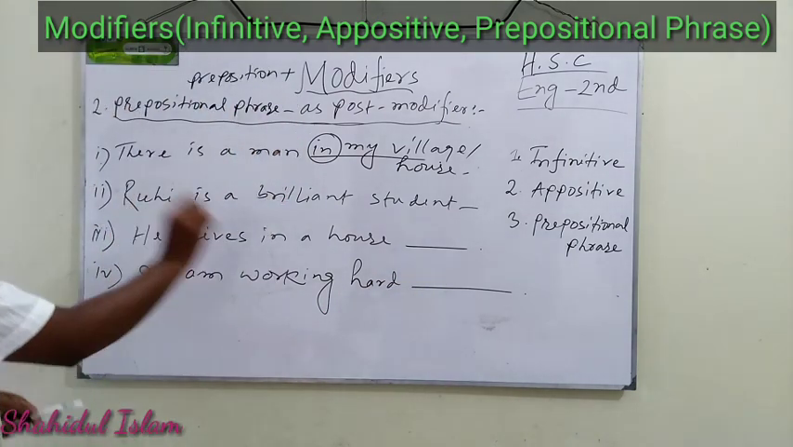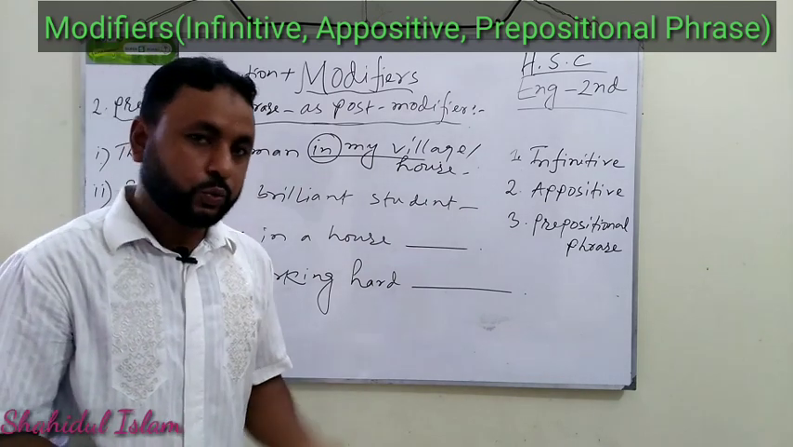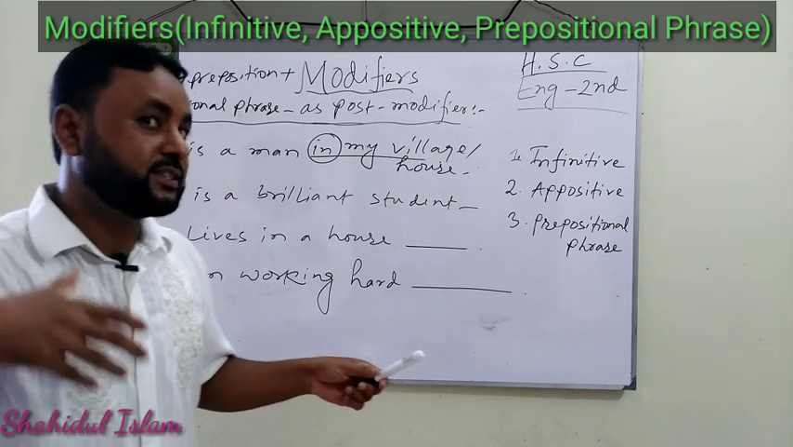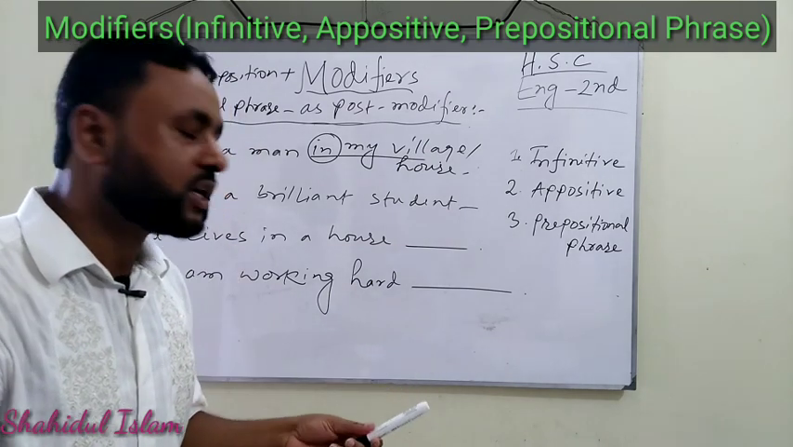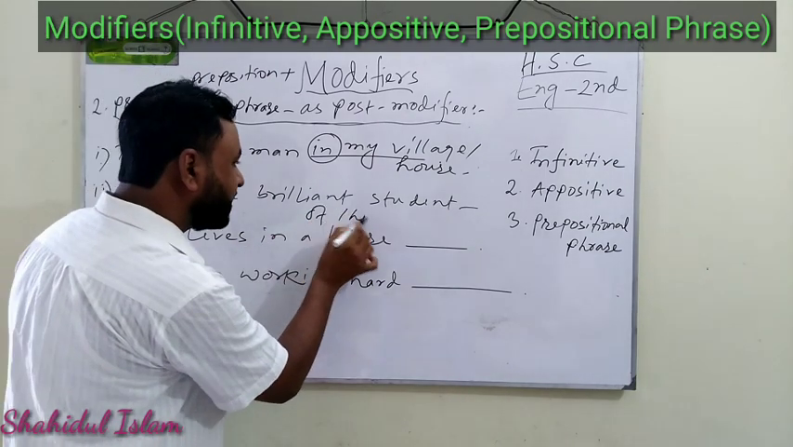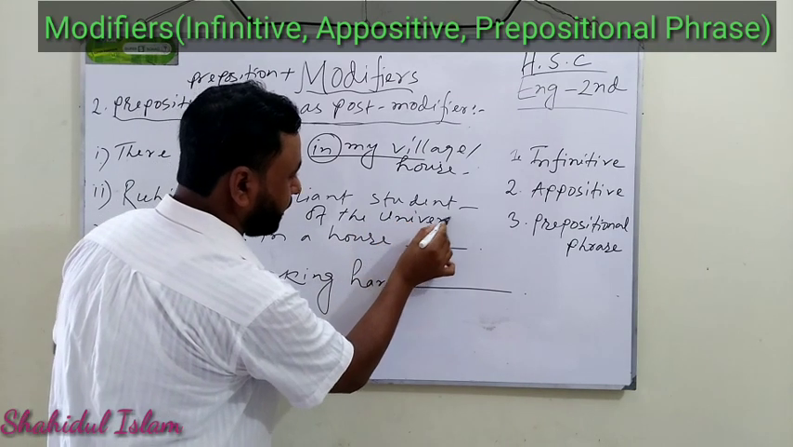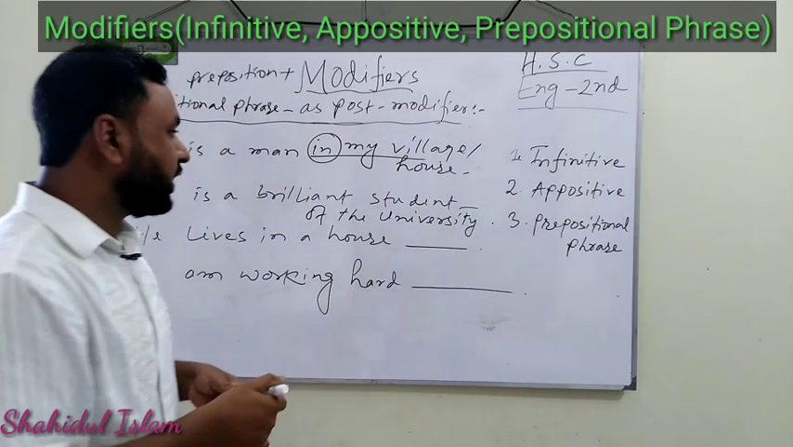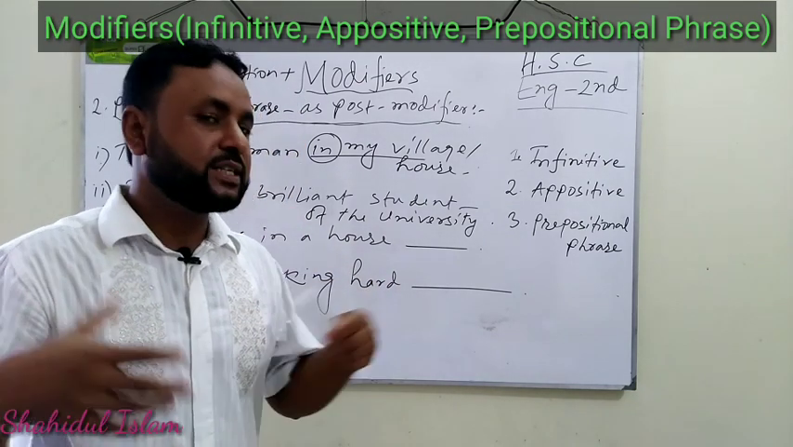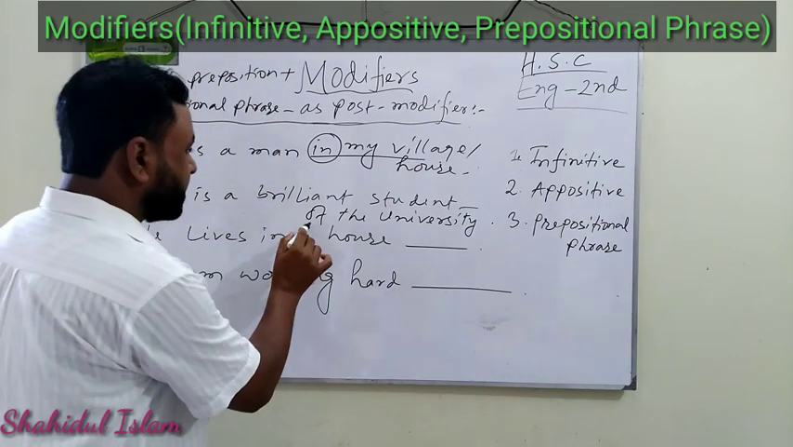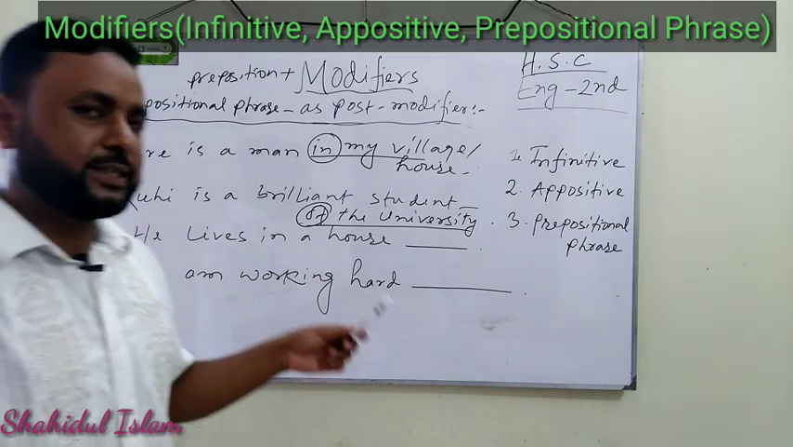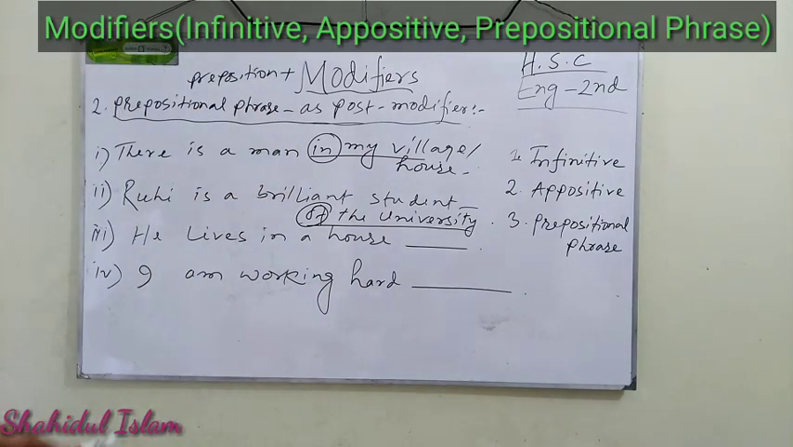Number 2: Ruhi is a brilliant student. Any kind of words you can use here. Just start the phrase with a preposition. Ruhi is a brilliant student of the university. Ruhi is a brilliant student of my class, of my college, of my school, etc. Any kind of words you can use here. It will use a prepositional phrase, and we will fill in the example.